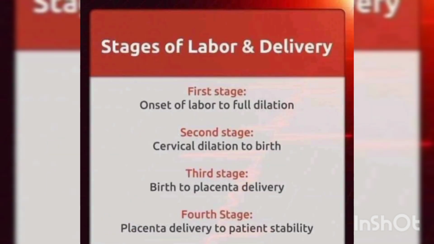Stages of labor and delivery. First stage is from onset of labor to full dilation. In the second stage, cervical dilation to birth, and the third stage is from birth to placenta delivery. The fourth stage is placenta delivery to patient stability.